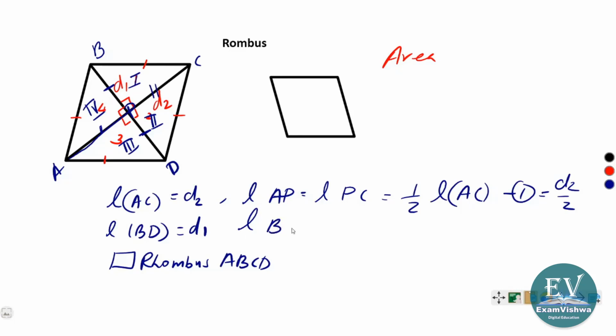The same way, the length of BP, from here to here, is equal to length of PD, which is equal to half of length of BD, is equal to d1 upon 2. Keep this also in mind.